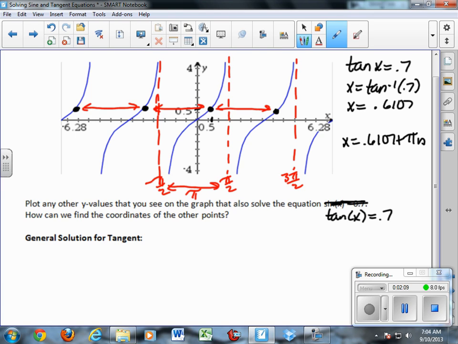How about that? You just have to remember that tangent repeats itself every pi units instead of every 2 pi units. So if we have the general equation y equals tangent of x, we will say x equals inverse tangent of y plus pi n. That's it. Didn't I tell you, easy peasy lemon squeezy? This video only took 2 minutes and 30 seconds.